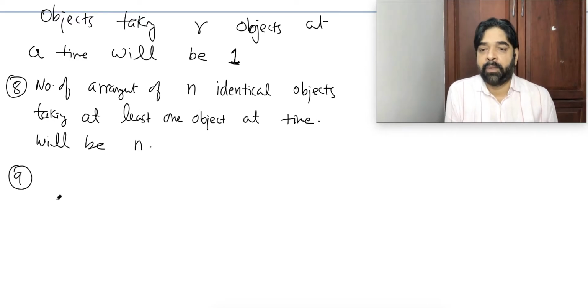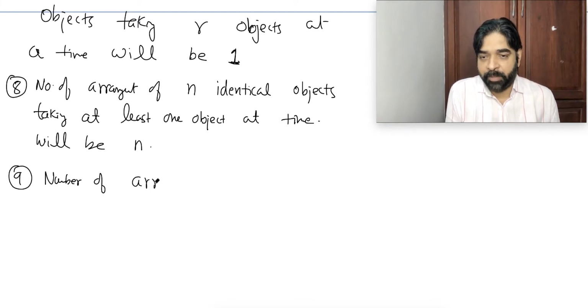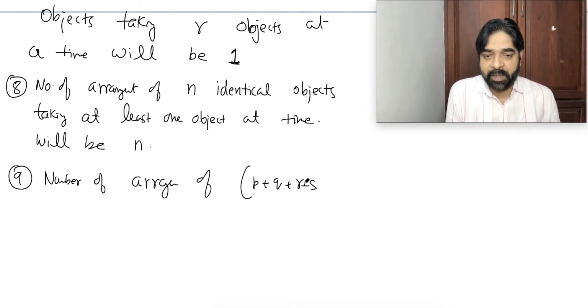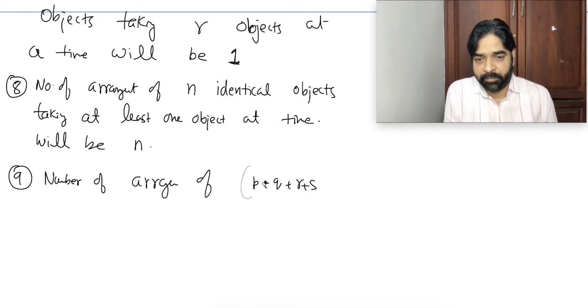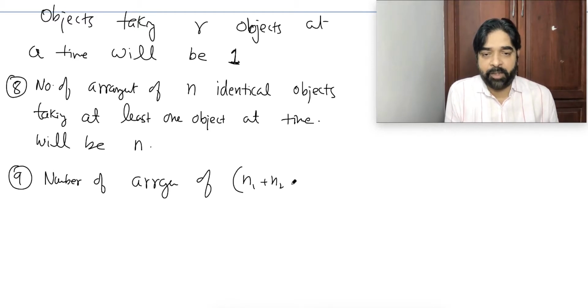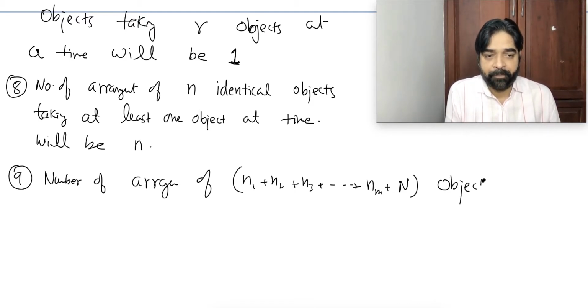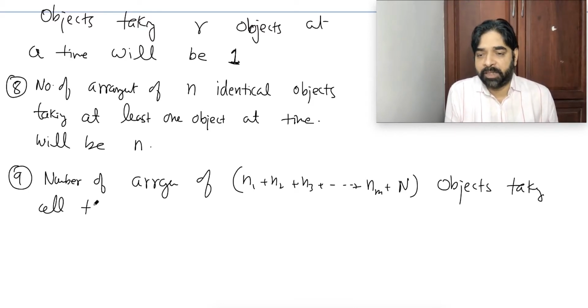Next one. Number of arrangement of P plus Q plus R plus, number of arrangement of N1 plus N2 plus N3 plus so on Nm plus capital N objects, taking all the objects at a time.